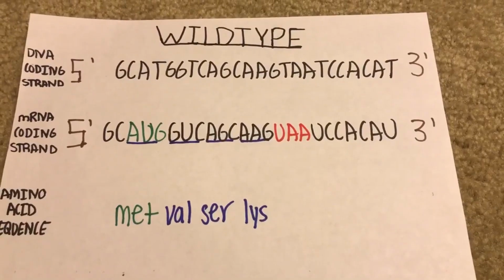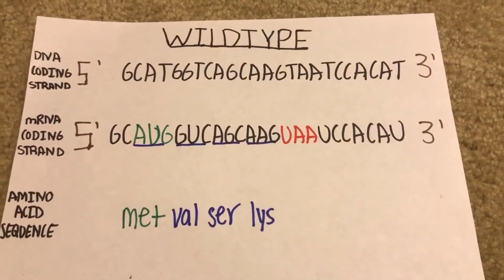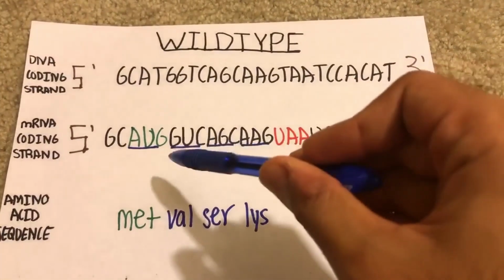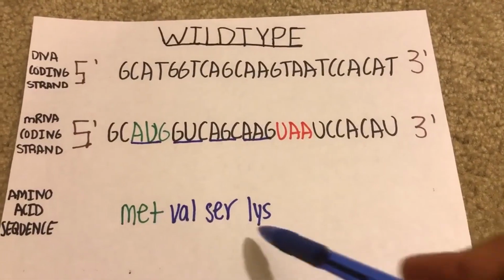In our wild type example, our DNA strand will be transcribed to give the following mRNA strand. 4 codons starting from AUG till AAG will be translated to form the 4 amino acids shown below.